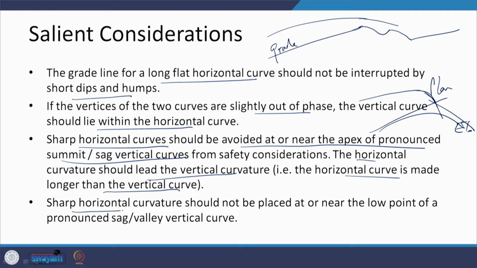The sharp horizontal curvature should not be placed at or near the low point of the sag or the valley curve. So, you are going down and at this point all of a sudden a sharp curve is being provided. This is also not good, because by that time if the vehicle comes, it has already gained momentum, the driver is trying to control the vehicle speed, and at that point if there is a sharp curve, this can be a sort of hazardous situation.